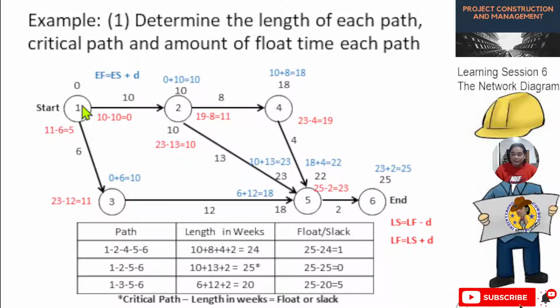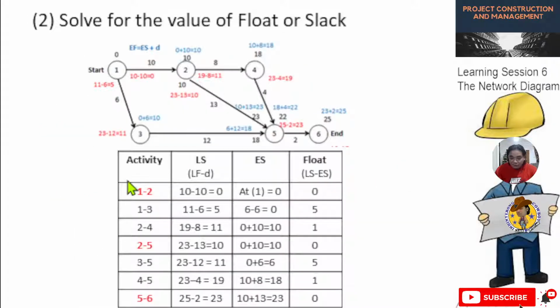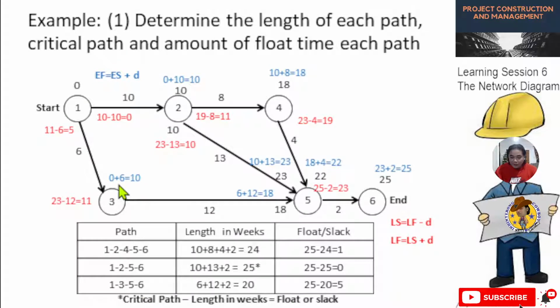Okay, so for activity 1 to 3, the early start is 0 once again. Then the duration or time will be 6. So 0 plus 6 equal to 10, so meaning the early start for activity 3 to 5 will be 10 days. Sorry, this is not 10. We have an error here. This is actually 6.